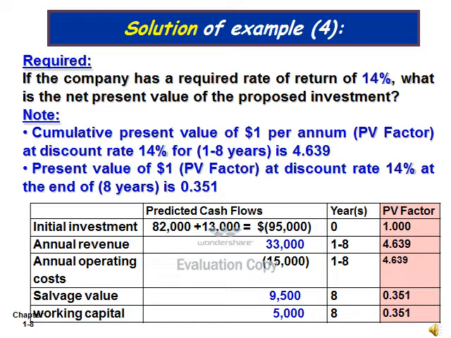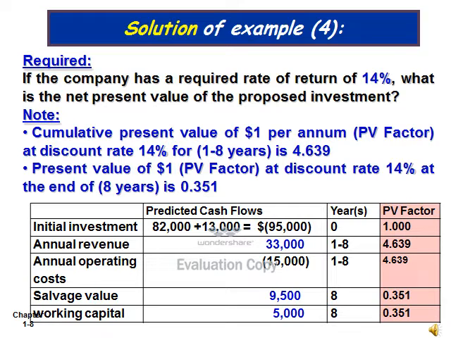Look at the table. The initial investment 99,000, present value factor 1. That means you will pay the initial investment now. The $1 now equals $1. So the present value factor is $1. The annual revenue, you will get the annual revenue for 8 years from now to 8 years. The cumulative present value of $1 will be $4.639. So you can calculate the present value of annual revenue by multiplying 33,000 times 4.639.